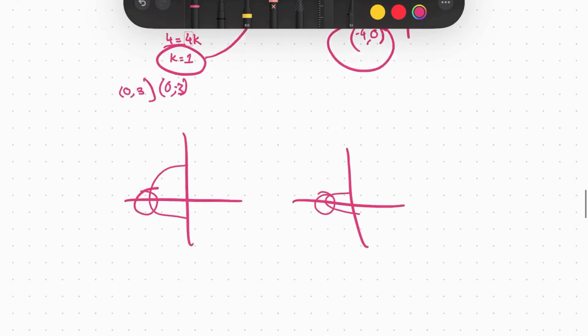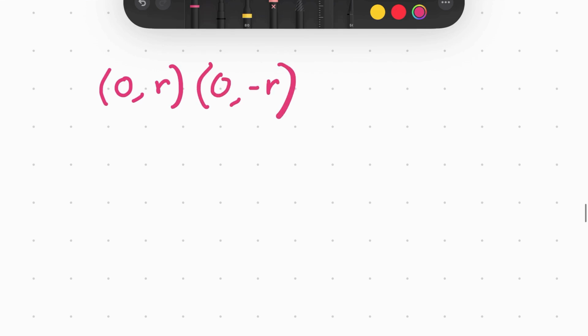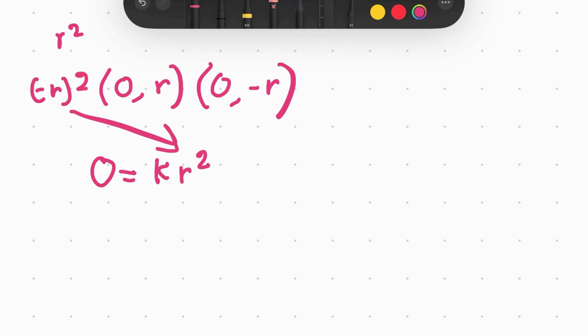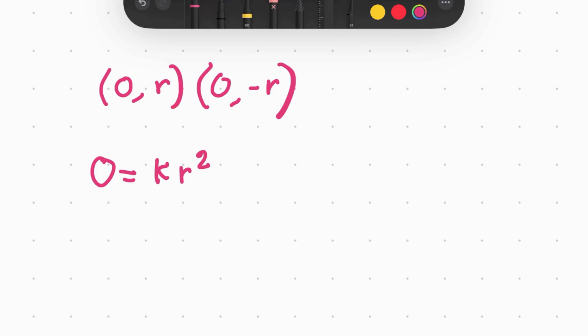So that would require us now to think about our roots like this. So we've got (0, r), and then we've got (0, -r), right? So now we've got 0 equals kr squared. Either way, if it's r squared or -r squared, both of them are going to give us r squared. So that's why this is all right, and we can leave it like that. So we've got kr squared minus 4.